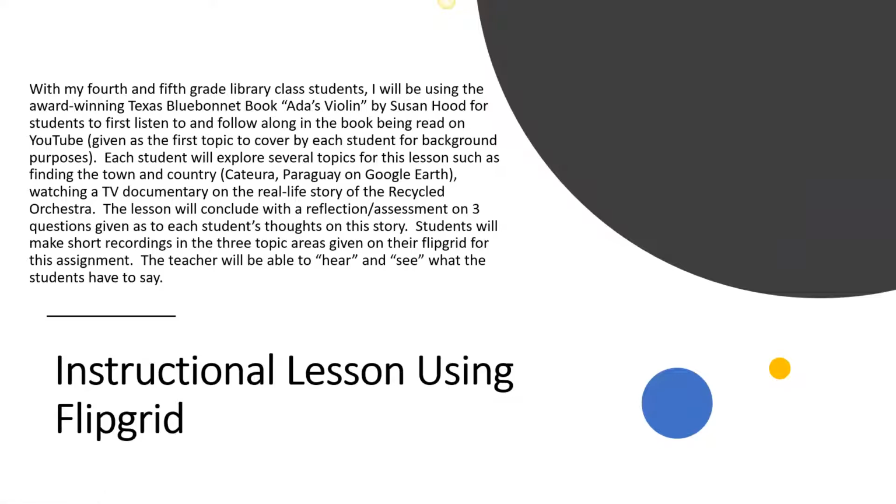So the lesson that I'm going to be presenting today would be for my 4th and 5th grade library class students, and I would be using one of the Texas Bluebonnet books. It's one of my favorites, called Ada's Violin by Susan Hood.